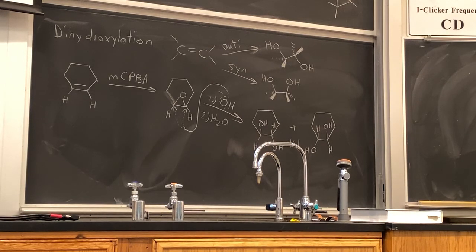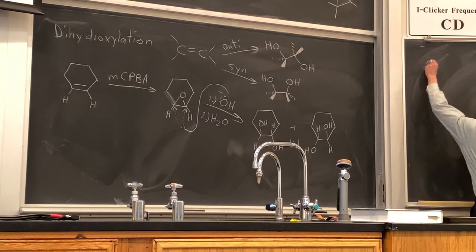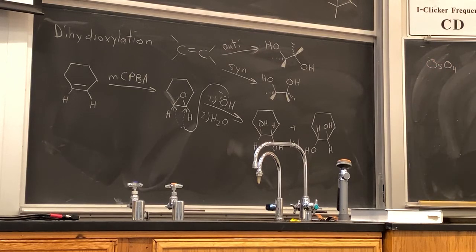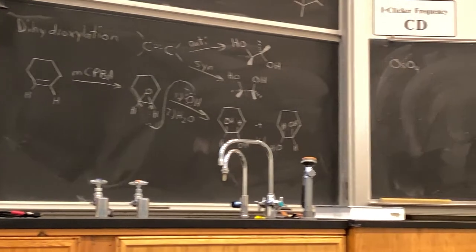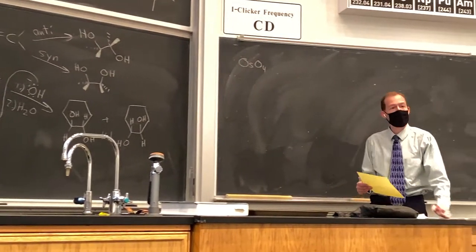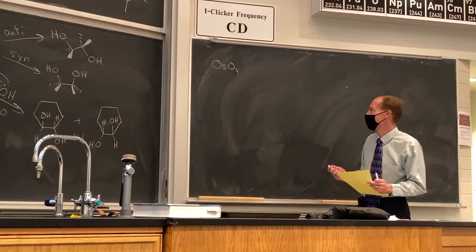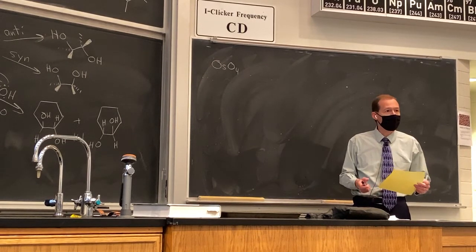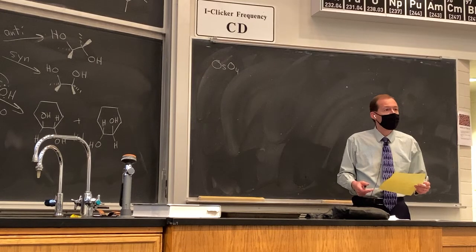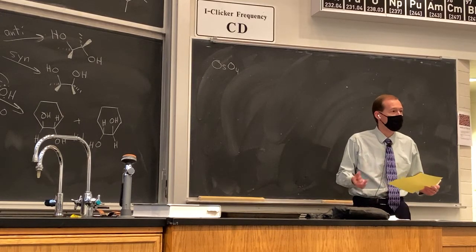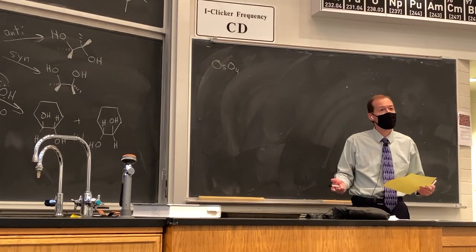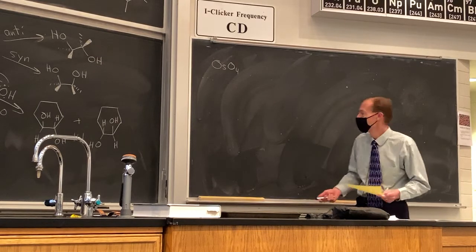Okay, so let's talk about the syn dihydroxylation. And that involves a reagent called osmium tetroxide, OsO4. So this is one that has metal oxygen bonds in it. Osmium is a metal. Osmium tetroxide is quite expensive. It's also toxic. It can cause blindness. We use it in my lab frequently. Nobody in my lab wants to go blind.